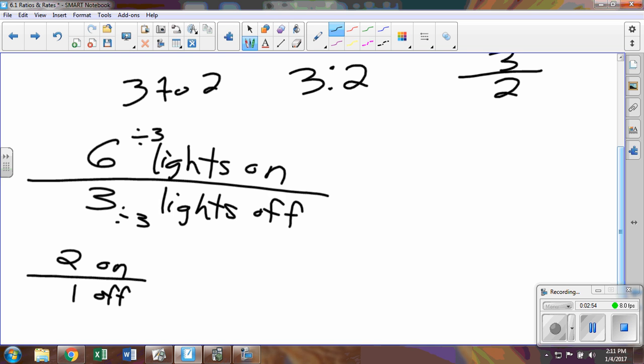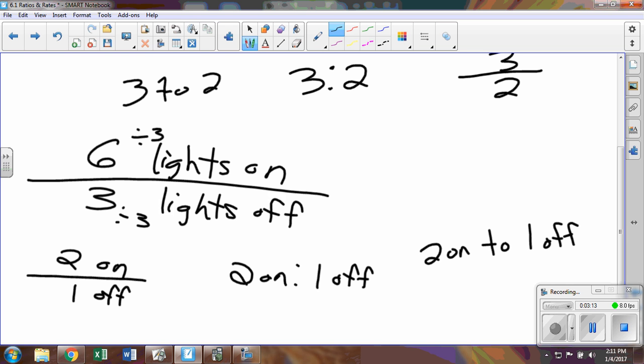And of course, we can write this with its 2 other formats as well. We could say 2 of them on to 1 of them off. Or we could use just words, 2 lights on to 1 light off. This is one of our objectives, being able to just simply count something and express it as a rate. Being able to simplify it, same way that you simplify fractions. That's one of them.